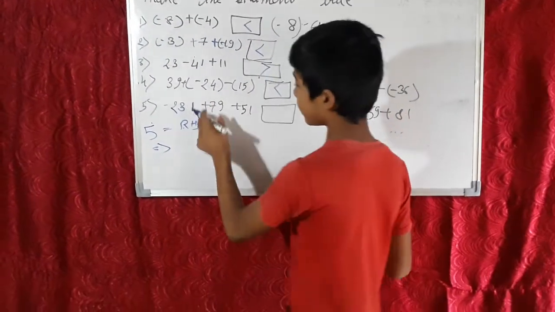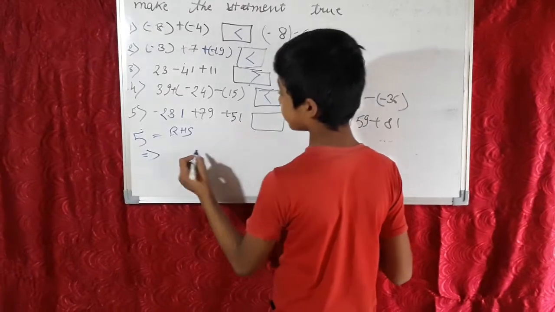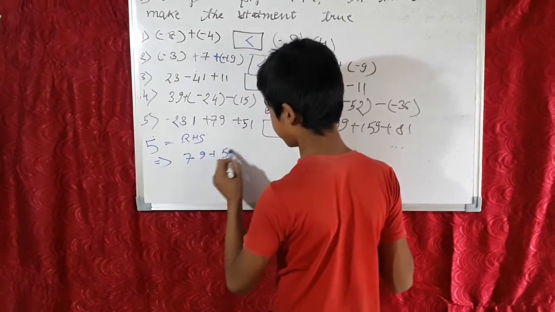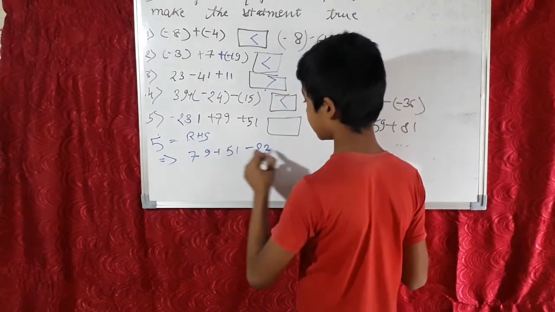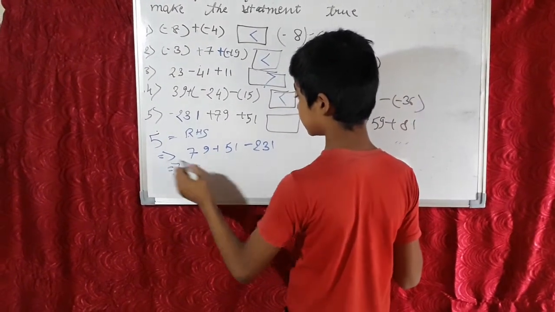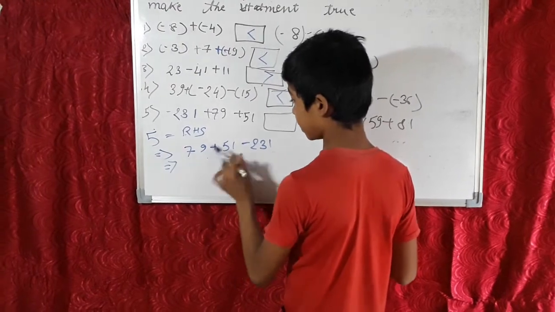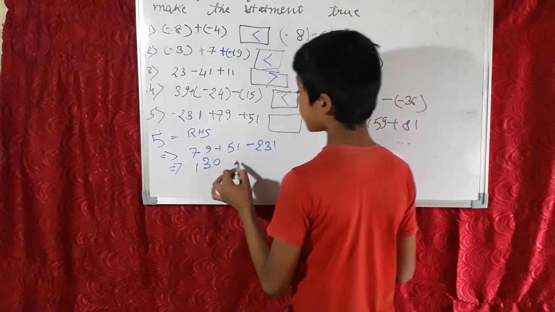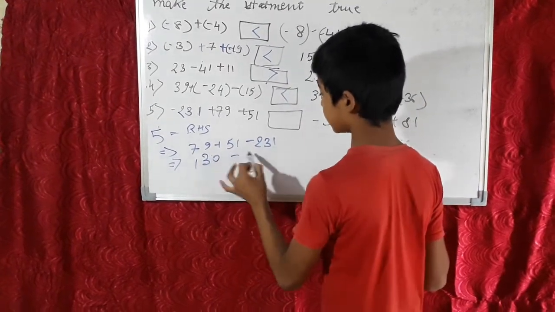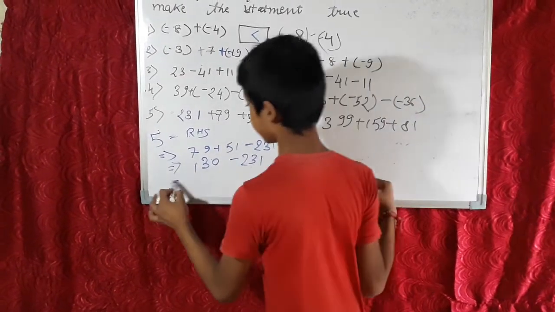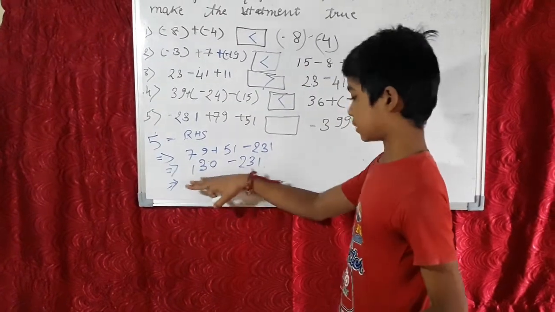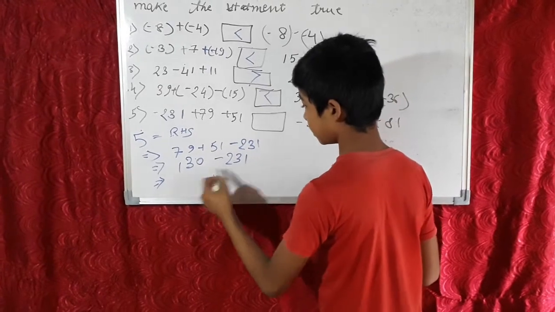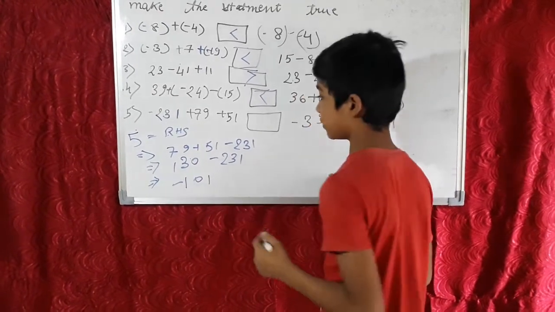Now, minus 31 plus 79 plus 51. First we will add these, and then subtract. So 79 plus 51 is 130, minus 231 is our RHS. Minus plus becomes minus only. 130 minus 231 gives minus 101.